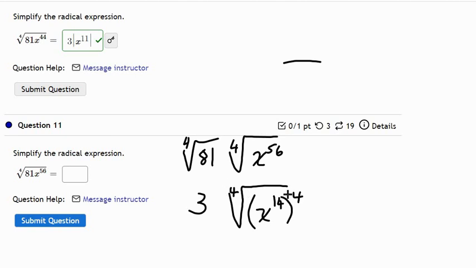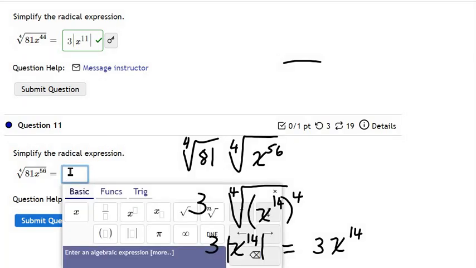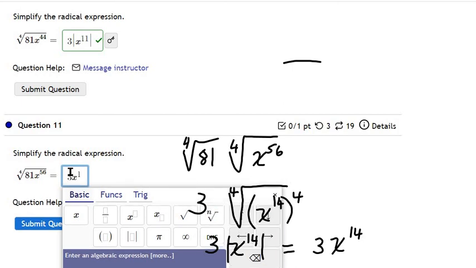Then the 4th root and the 4th power will cancel, and I'll get 3x to the 14th power in absolute value. But because x to the 14th is always positive, we can get rid of the absolute value because we know that the absolute value of a positive number is the number itself. So 3x to the 14th is the final answer here. So 3 times x to the power of 14.